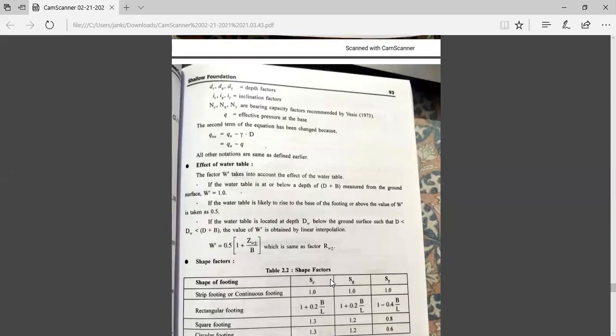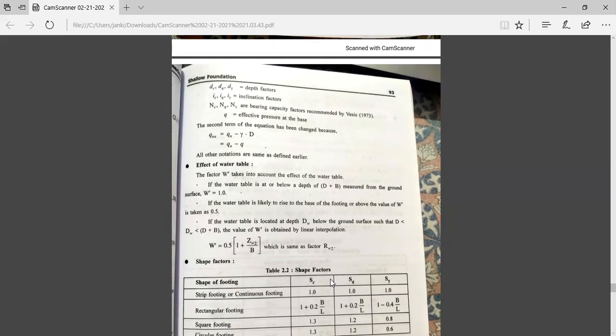Here qnu, you already know, is the net ultimate bearing capacity. sc, sq, and sγ are the shape factors. dc, dq, dγ are the depth factors. ic, iq, iγ are the inclination factors. Nc, Nq, and Nγ are the bearing capacity factors, right? q is equal to the effective pressure at the base. So the second term of the equation has been changed because the qnu equation is qu minus γ D, right? So these are all the notations which we defined earlier.